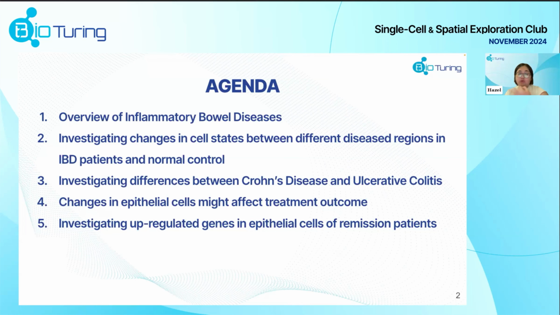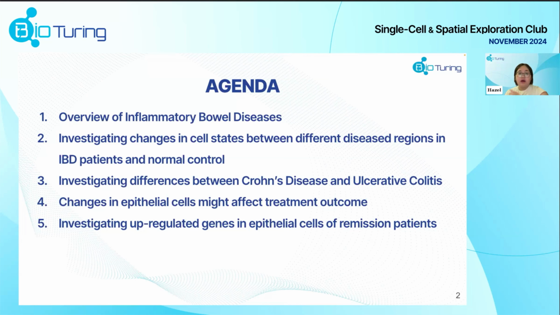The second question will investigate the differences between Crohn disease and ulcerative colitis. She will explore the unique characteristics of each disease, which leads her to the third question about the epithelial cells. Basically, she found changes in epithelial cells, and then she wondered whether these changes might affect the treatment outcome in Crohn disease and also ulcerative colitis. And last but not least is the investigation of upregulated genes in epithelial cells of remission patients.